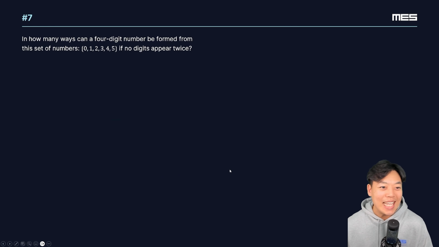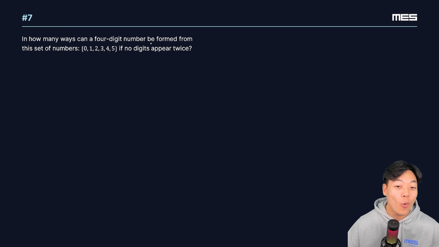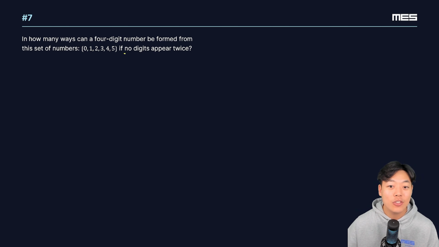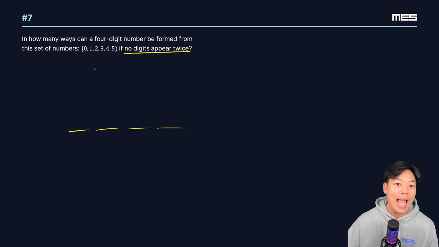Number 7, in how many ways can a 4-digit number be formed from this set of numbers, 0, 1, 2, 3, 4, 5, if no digits appear twice? Okay, so we have a 4-digit number. Here are the 4 digits. How many of these numbers are allowed to be used for this very first digit?